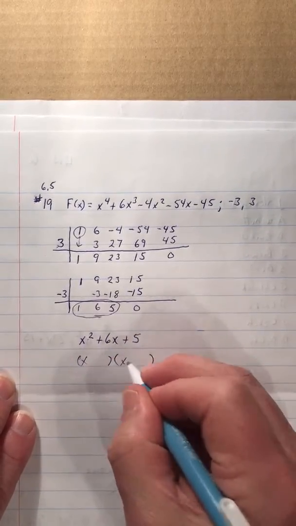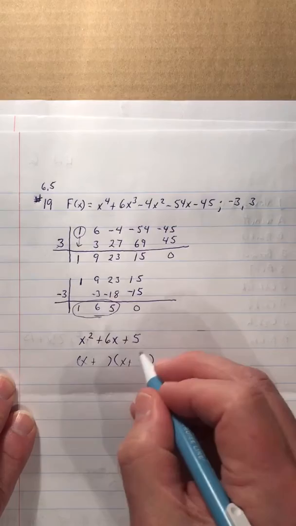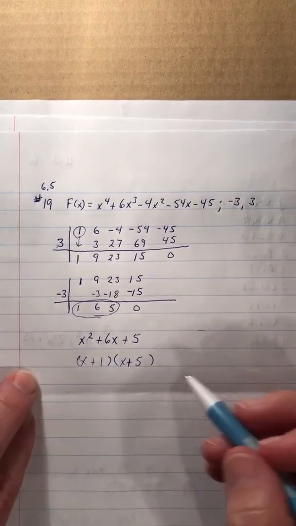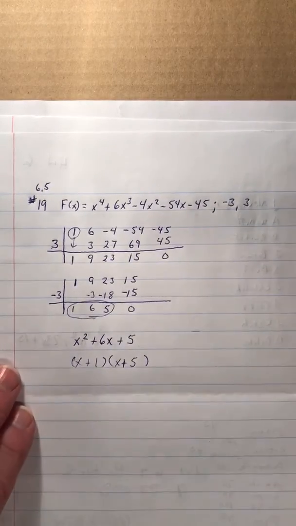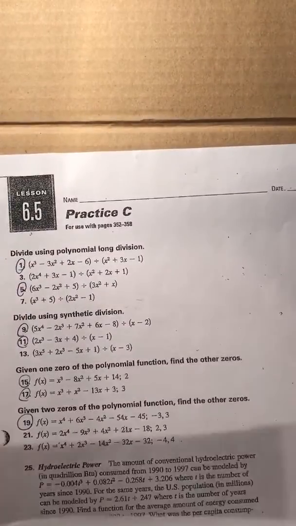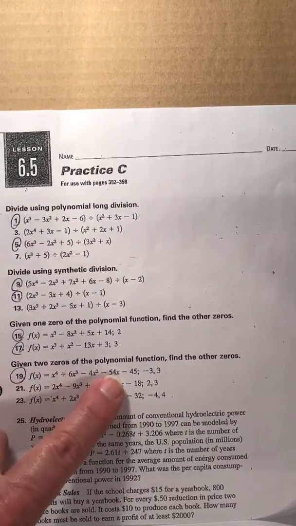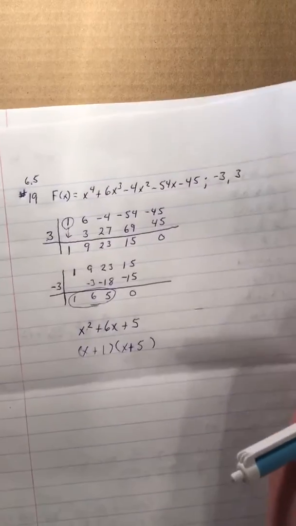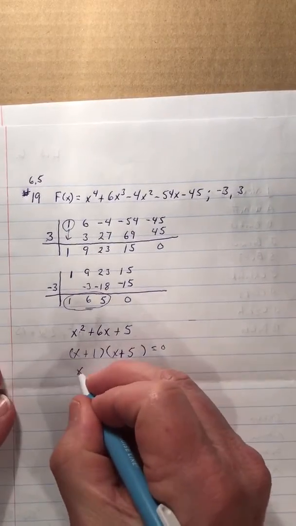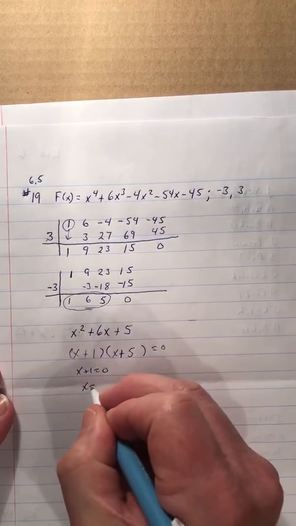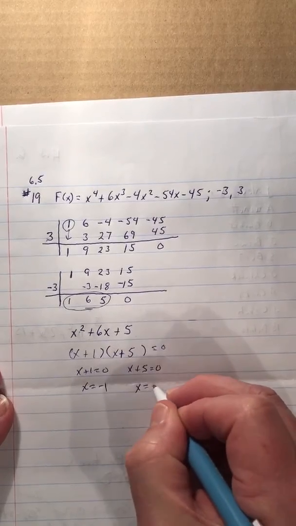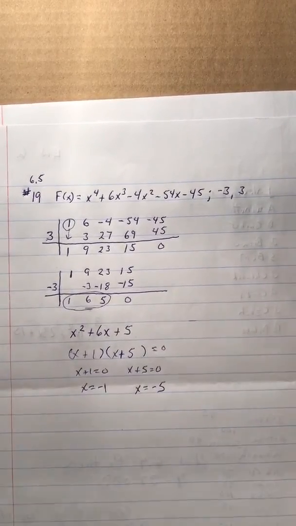Well, that's easy for us to factor out. X is in the front, right? Signs are the same, they're both plus. Factors of 5 that add up to 6 would be 1 and 5. All right, so it factored completely out, which is what I think we had to do for homework. All right, given 2 zeros, find the other zeros. So then our other zeros, we'd set this equal to 0, and we would get x plus 1 equals 0, so we get x equals negative 1, and then x plus 5 equals 0, and we get x equals negative 5. So those are my other 2 zeros.